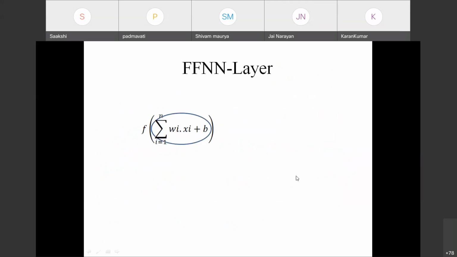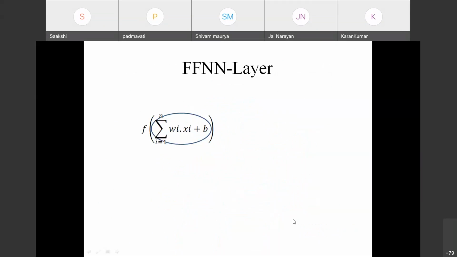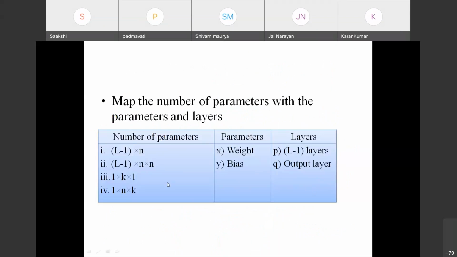Let me go back and tell you. The total number of layers is L layers. This is the input layer, and L minus 1 is representing the number of hidden layers. If you add plus 1, it becomes L layers. So L minus 1 layers are representing the hidden layers, and this one is representing the output layer. So try to compute the total mapping of this.